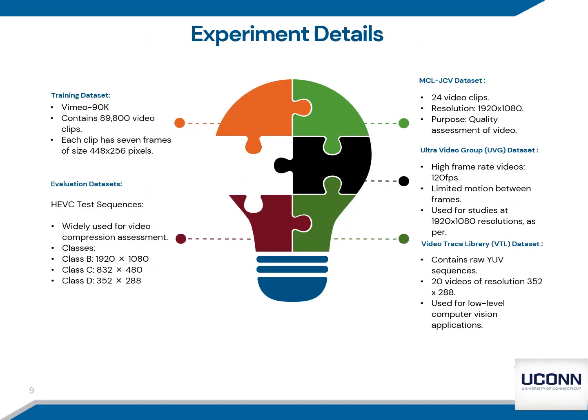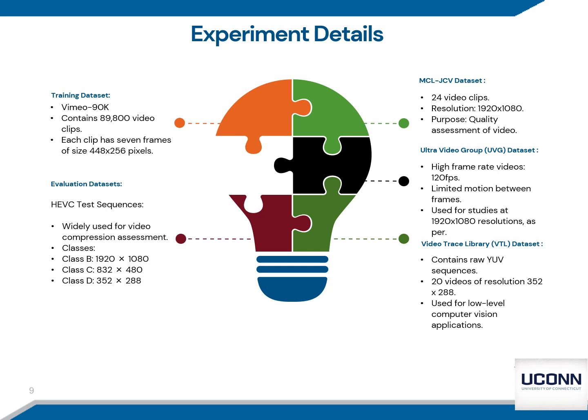So these are the experimental details showing the effectiveness of our proposed model. We used multiple datasets. For example, for the training dataset, we used Vimeo-90K, which has almost 90K video clips, and in each video clip the resolution is 448 by 256 pixels. We use HEVC different types of sequences, for example, class B, C, and D. They are a combination of high resolution frames and also low resolution frames.